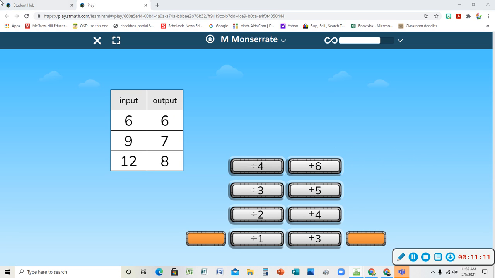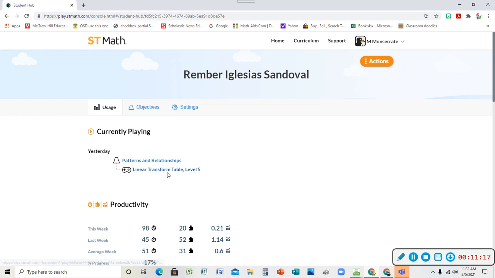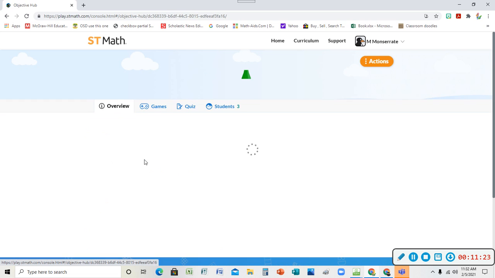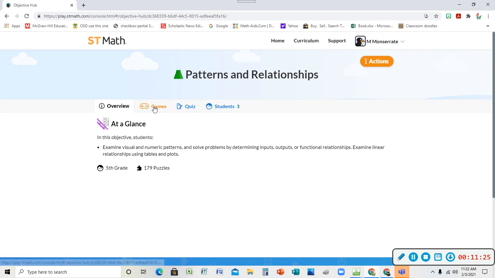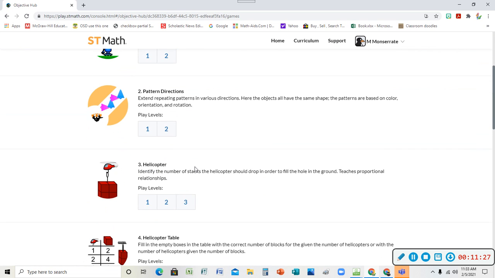All right, remember, I'm not going to do this one last problem. I will leave that one so that I don't go super long on my video. Sorry, someone was texting. So it looks like this is where you're stuck, the linear transform table, level 5. So let me know, but I'm going to go over here and see what other games you have.